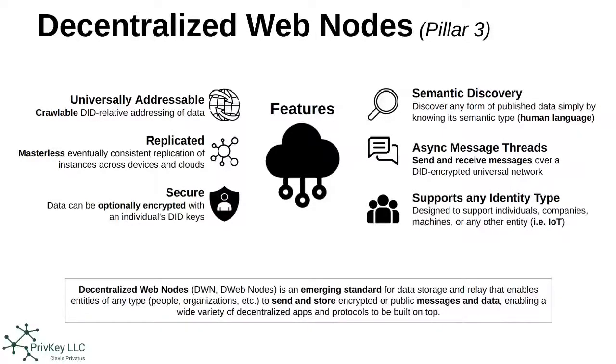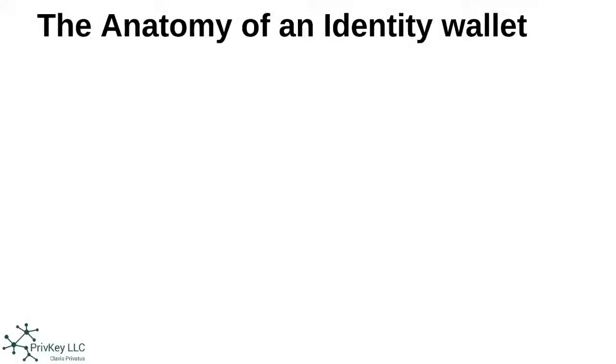Decentralized web nodes is an emerging standard. We don't have one at the moment. It is for data storage and relay that enables entities of any type, people, organizations, etc. And you send and store encrypted public messages, just as we talked about, enabling a wide variety of decentralized apps and protocols to be built on top of this decentralized nodes pillar.